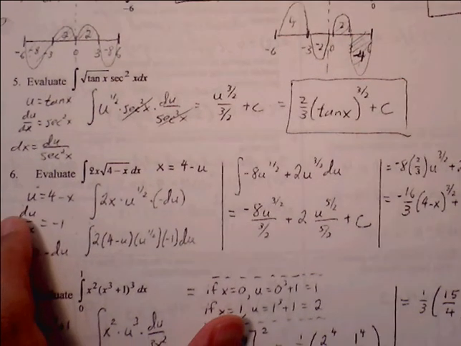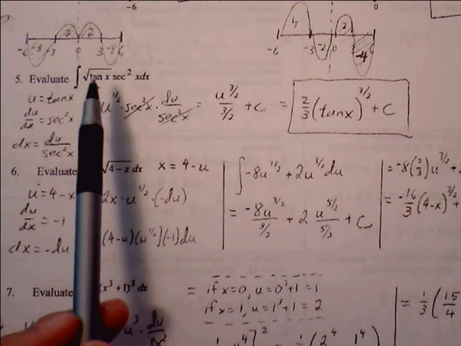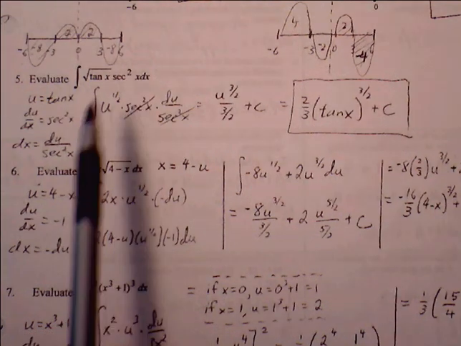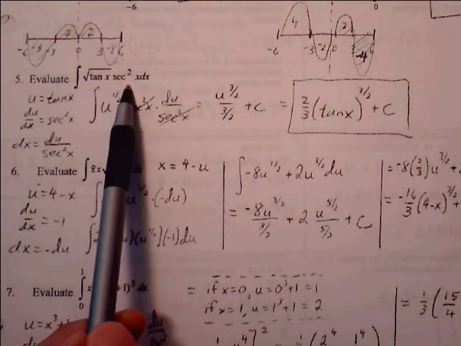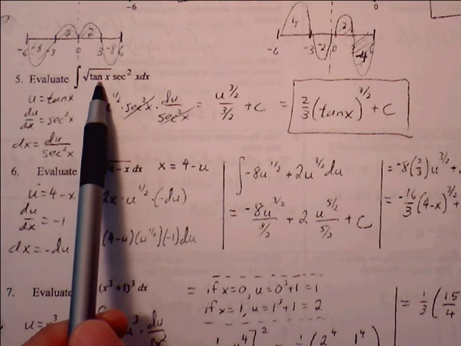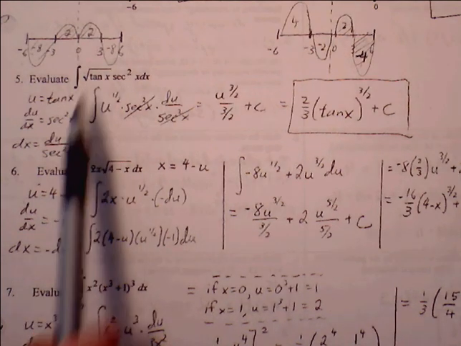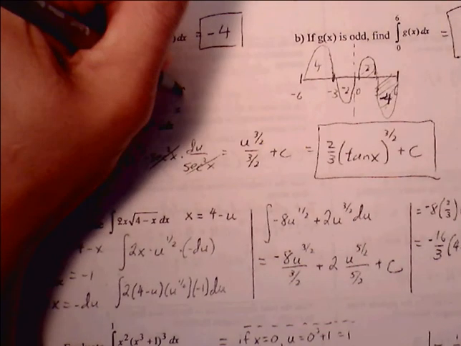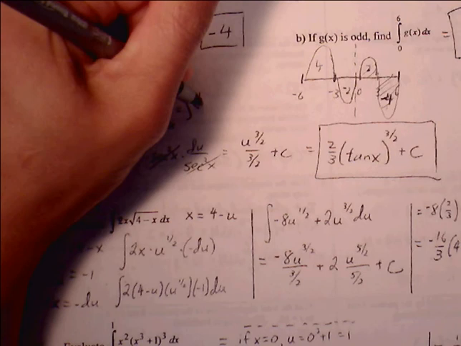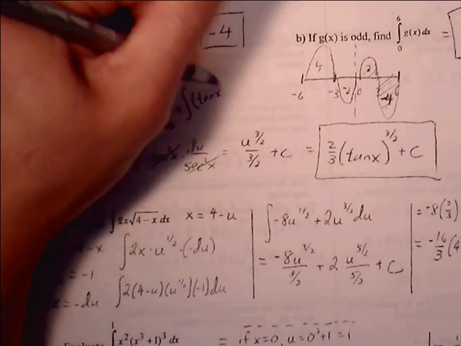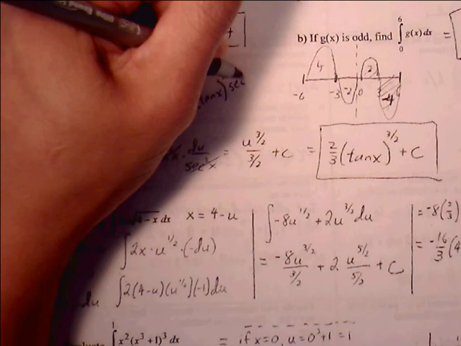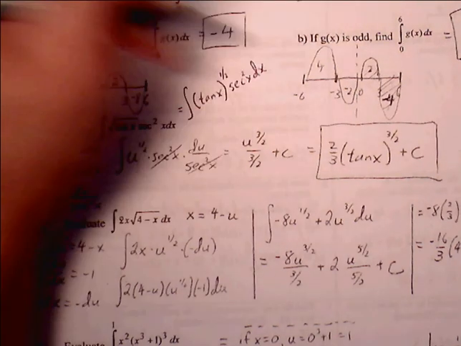Number 5, evaluate the indefinite integral of square root of tangent x secant squared x dx. We may have to go through u substitution. So we can rewrite this as tangent of x to the 1/2. If we write it as tangent of x to the 1/2, usually our first guess, if we're trying to determine what the u value is, we want to choose the portion that sits inside the parentheses. That should be our first guess.